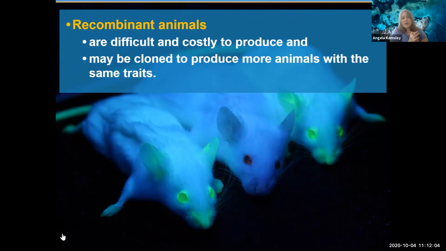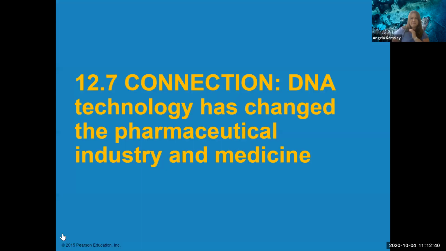It's used to clone to produce more animals with the same traits. So it could be really useful, you know, because if we want an animal with a specific trait, we would be able to isolate that gene, insert it back in, and then just clone those animals in order to get the recombinant animals, those specific traits that we want. But again, it's very difficult, it's very costly, and there's also a lot of moral questions surrounding it. So it could be really useful, but as of right now, it's hard, it's expensive, and it's kind of morally questionable, depending on who you're talking to.